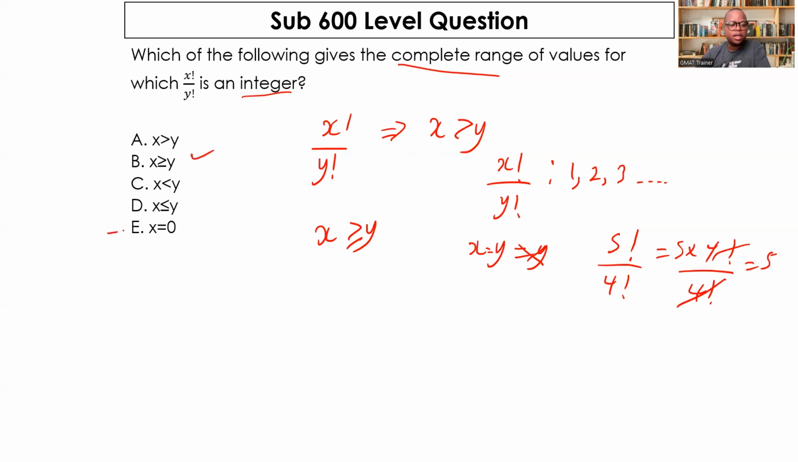We do have this one here, x equals 0, but why would this not be an answer? Simply because if x is equal to 0, then anything divided by 0 is undefined, because we have a continuous increase in the y, but no change in x. So it will be undefined, so it won't be an integer. It's a value which is undefined.